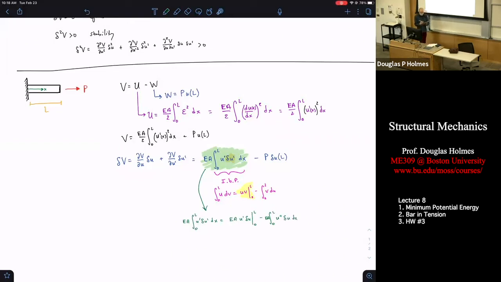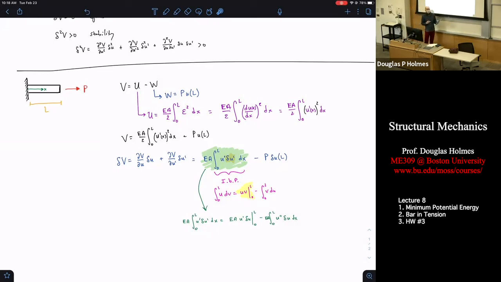So I made a mistake up here. I lost the prime on my u. So this should be EA as the integral of u prime times delta u prime. Hopefully you didn't make that mistake too. If you did, I apologize. It's my fault.